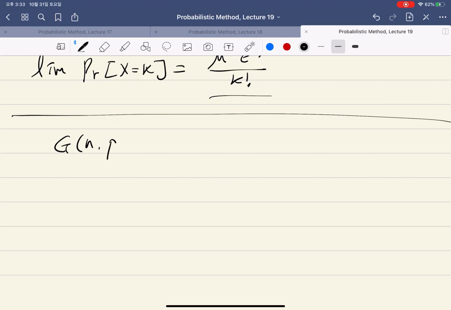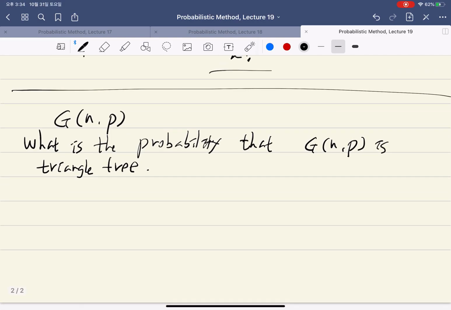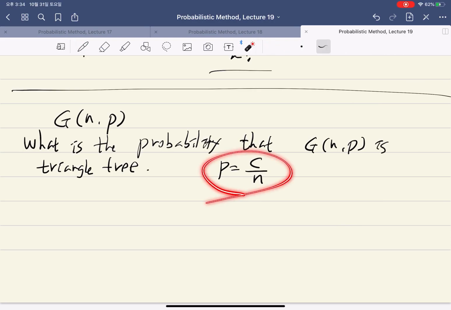So, for example, consider G(n,p), and we want the probability that this is triangle free. To make the situation simple, let's say p is some constant c times 1 over n. If p is o(1/n), or p is ω(1/n), then we can check that in the first case it is almost surely triangle free, and in the second case it is almost surely not triangle free. So for a non-trivial case, we can consider this.